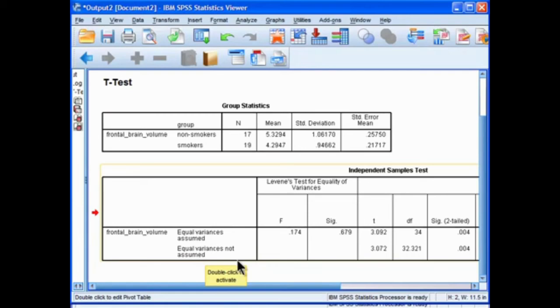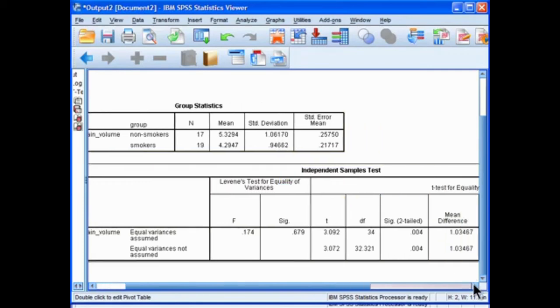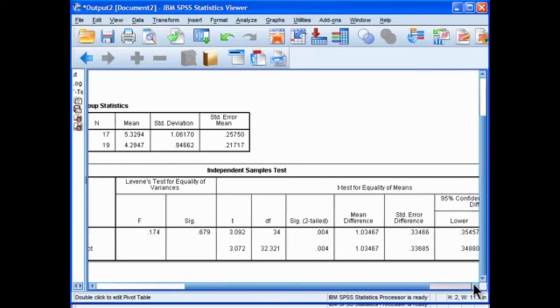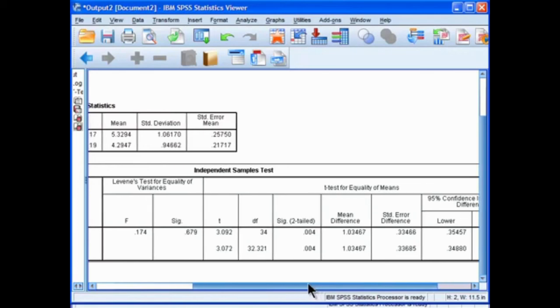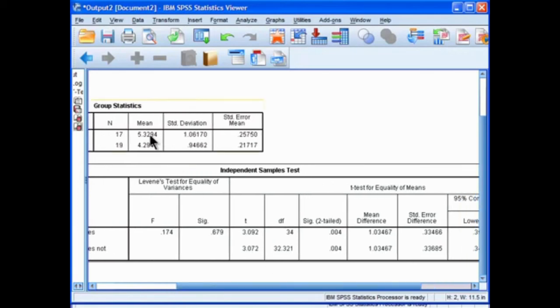SPSS also outputs the mean differences between the two means. The mean 5.32 minus the mean 4.29 gives us a mean difference of 1.03467. The standard error of these mean differences is also shown here, and then it gives us a confidence interval of the difference between the means. There you go. And that's our SPSS results.